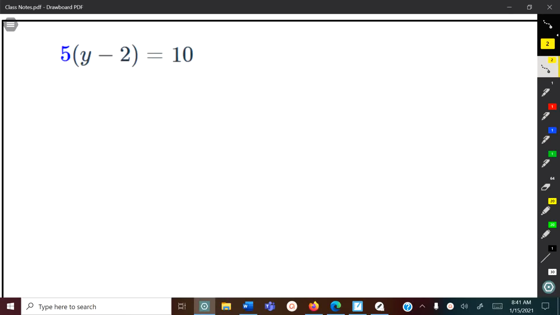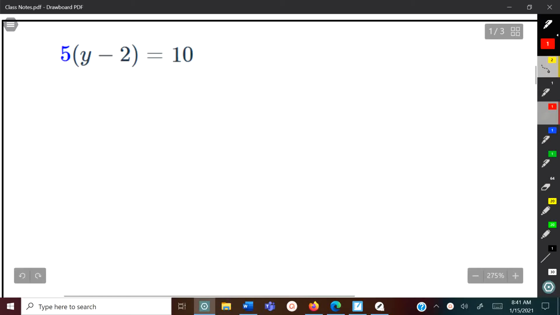We've got 5 times (y minus 2) equal to 10, and the y minus 2 is in parentheses. In order to solve for that, you have to do distribution. We're going to distribute the 5, which is multiplied against the y minus 2, to both the y term and the negative 2 term. So it'll look like this.